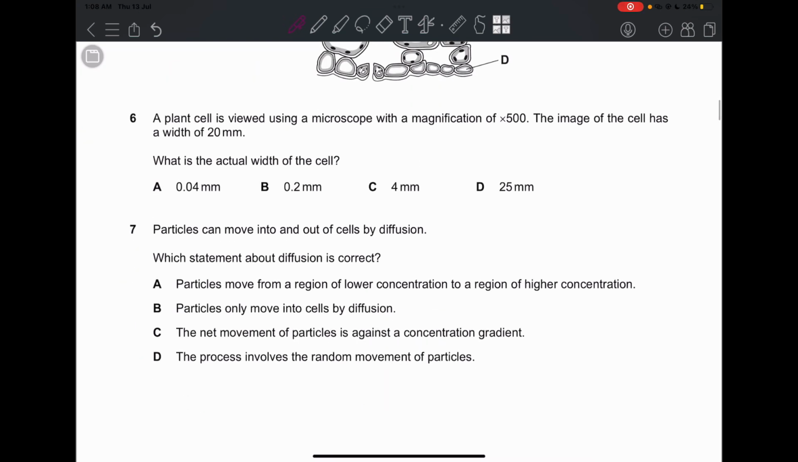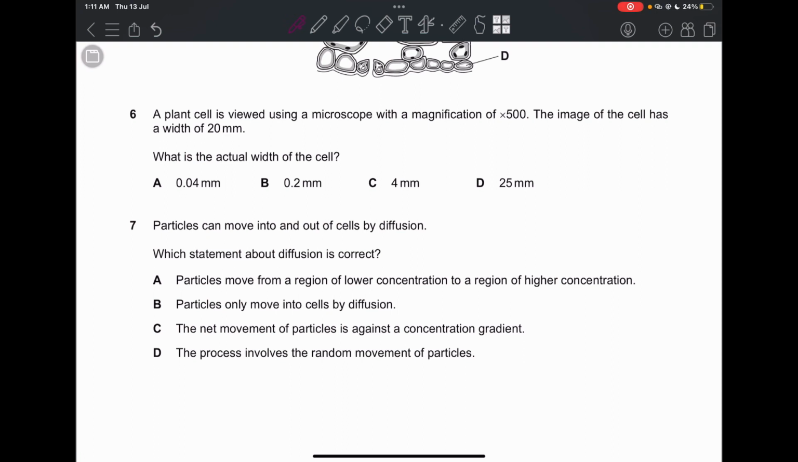6, a plant cell is viewed using a microscope with magnification of times 500. The image of the cell has width of 20 millimeters. What is the actual width of the cell? Now this question is a magnification question, and as I have mentioned before, you have to use a formula. It is called the IAM formula. This will help you to calculate and solve any magnification question.